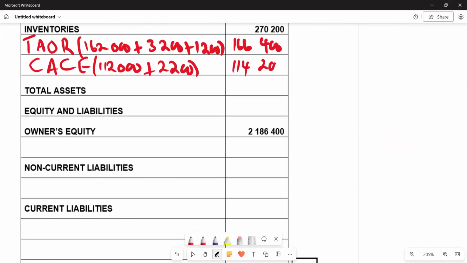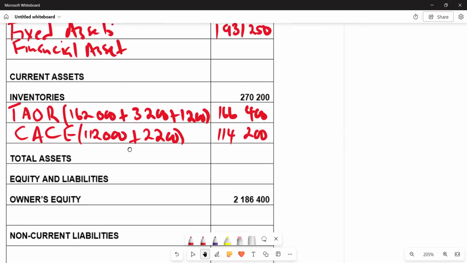So we see that we do not have any space that we still have for current assets, which means we have exhausted all the current assets that are there. So we are supposed to add 270,200 plus 166,400 plus 114,200 to get the total for current assets, which is 550,800.